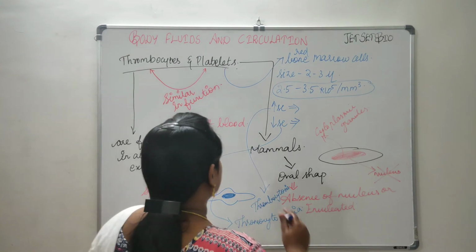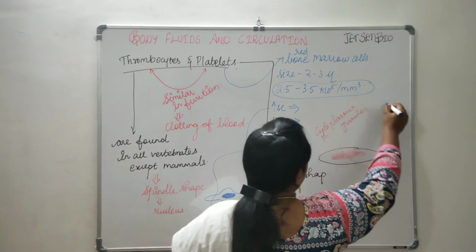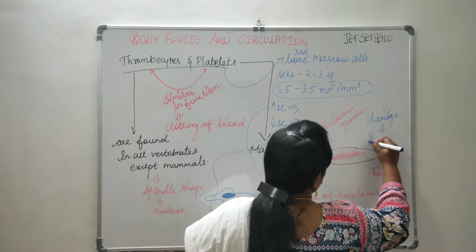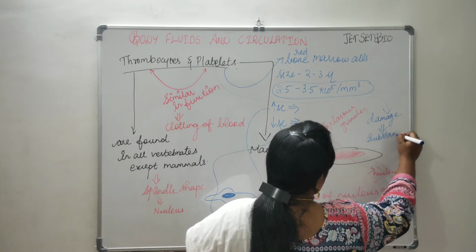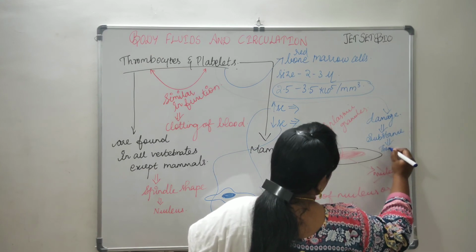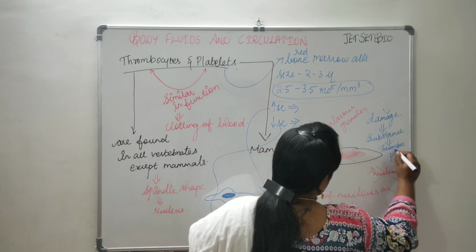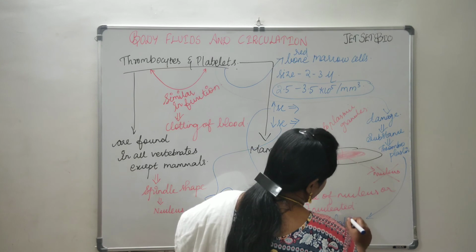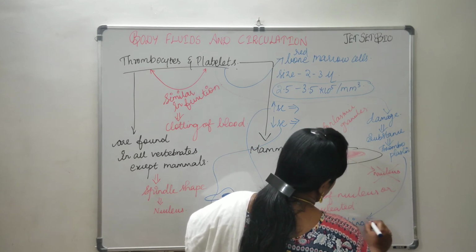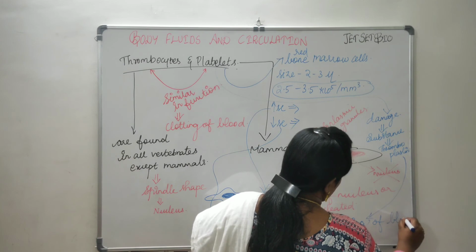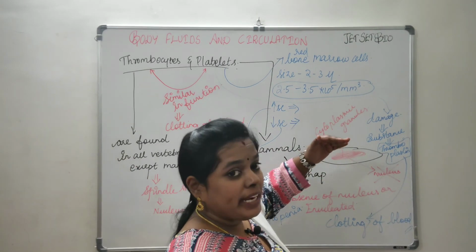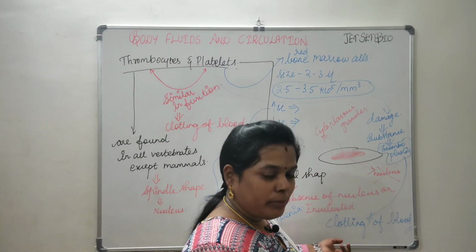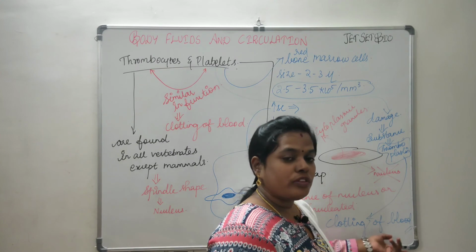Whenever the platelet is getting damaged, it will release a substance called thromboplastin, which helps in the clotting of the blood. So when the platelet cells get damaged, they release thromboplastin, which acts upon the blood and helps in clotting of the blood.